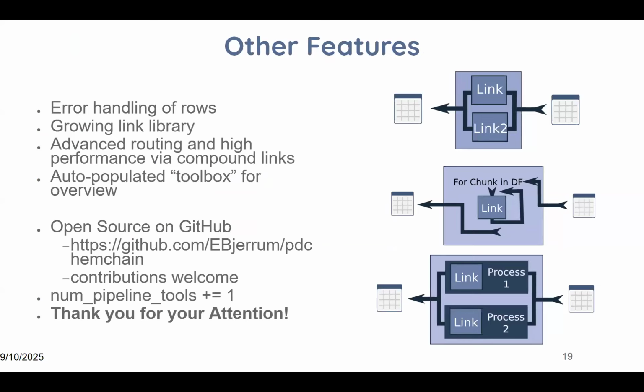Some other features: error handling of rows. It doesn't explode if something goes wrong in one of the links at row number 8,435,235. There's a growing link library, and there's also some advanced routing and high performance possibilities with compound links. We can route the pandas data frame through different internal links or chains and concatenate the output, or we can chunk up the data frame into smaller pieces to save memory, or we can send it out to different processes in parallel. So it's open source, and now we have one more pipeline. Thank you for your attention.